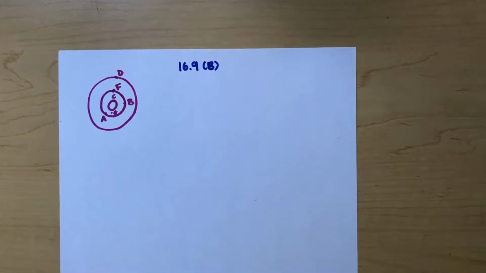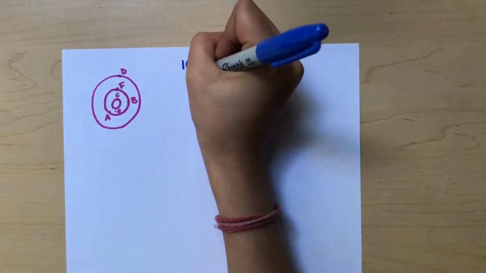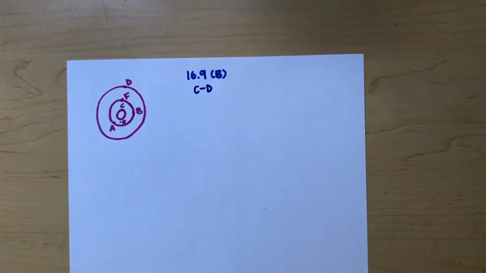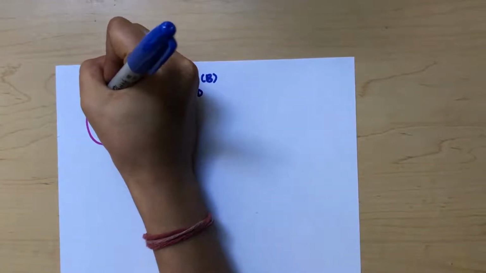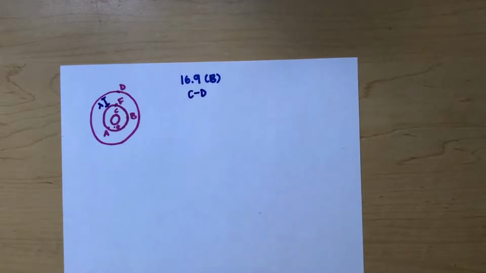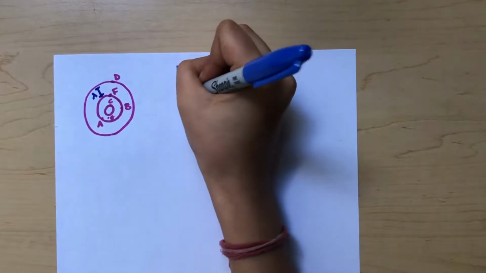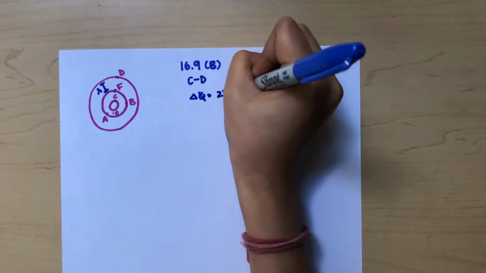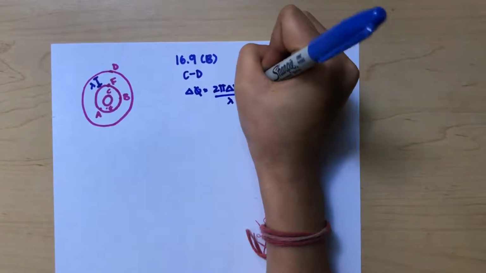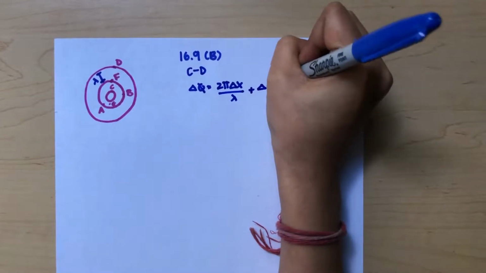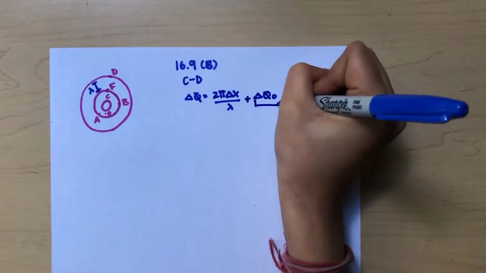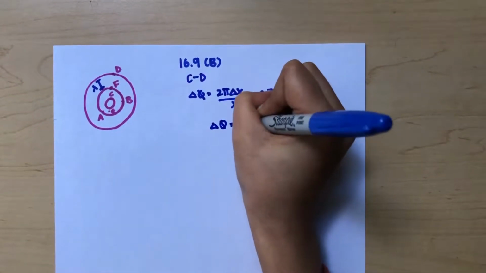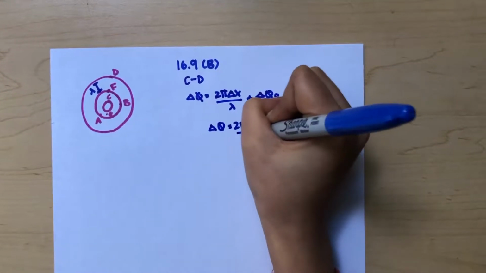Now for part B, we're asked the phase difference between C and D. We know that the distance between each wave crest is 1 lambda. Using the equation I used before, delta phi is equal to 2 pi delta x over lambda plus delta phi naught, and delta phi naught, like before, is also 0. So now delta phi is equal to 2 pi delta x over lambda.